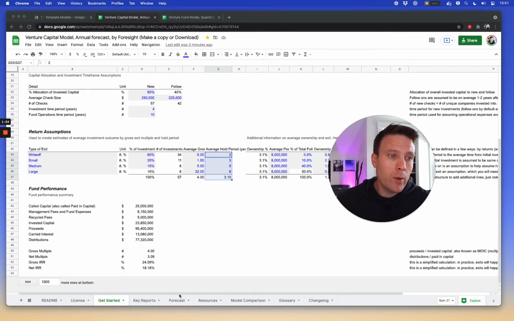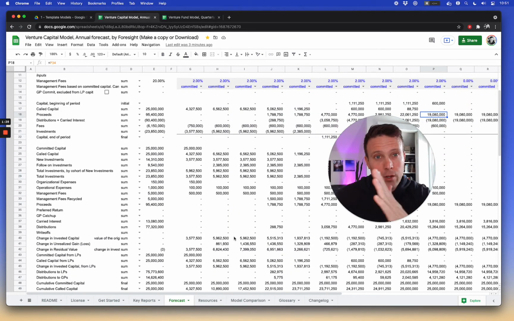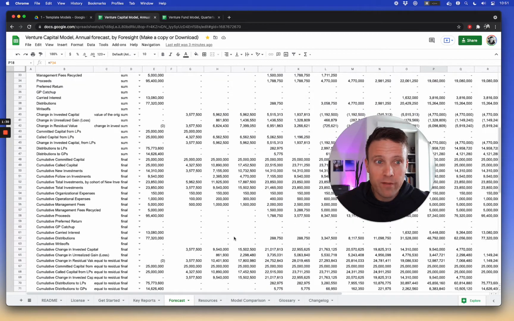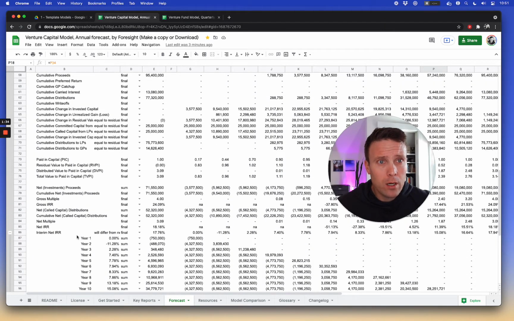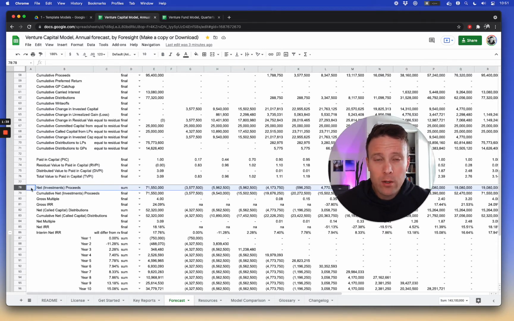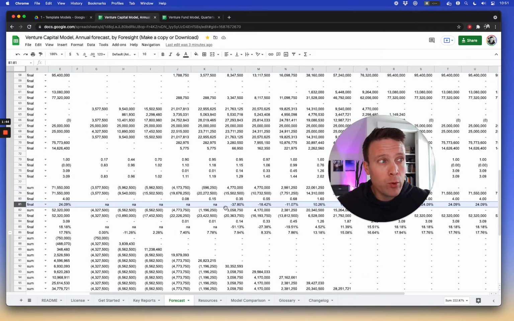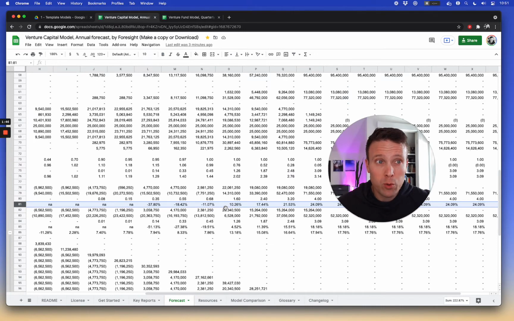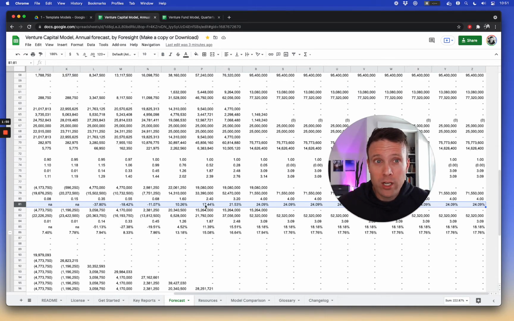Typically, the way I do the model is I'll create a forecast of the cash flows and performance of the fund over time. Then I'll insert a line which says, what's my net investments and proceeds per period? I'll calculate a gross multiple and a gross IRR at each point in time and see how the gross multiple changes over time. And I'll do the same thing for IRR to see how the gross IRR changes over time.